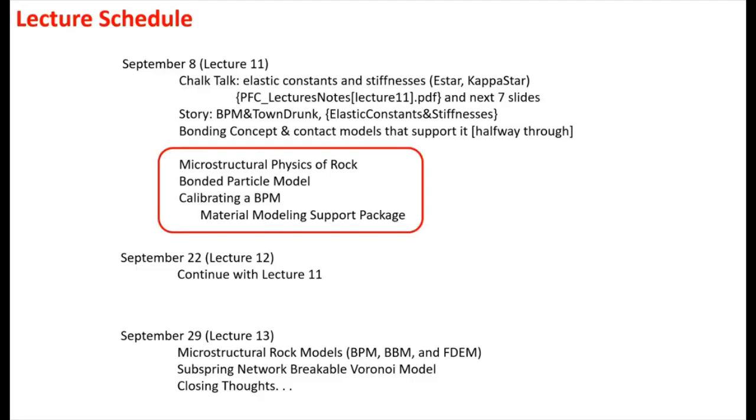Here we go. Two more lectures. This is what we're going to talk about. We've started talking about the microstructural physics and how we can build different models that represent the different microstructural physics in different ways. And we're going to finish that. And then we're going to talk about how in the heck we can build a bonded particle model and choose all of those different properties so that we can match the behavior of a particular kind of rock.